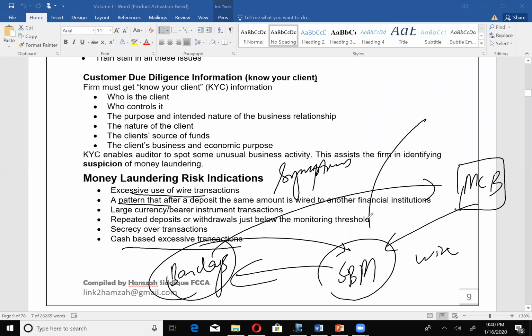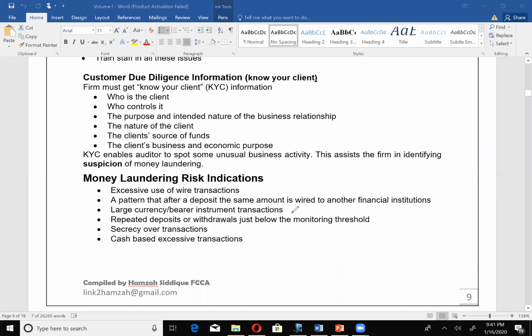Or sometimes they deposit an amount and withdraw it the next day, and this happens every third day. They deposit one amount and withdraw the same, and this deposit and withdrawal is just below the monitoring threshold. Repeated deposits or withdrawals. What is the monitoring threshold?